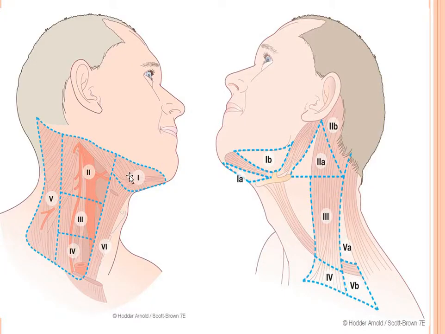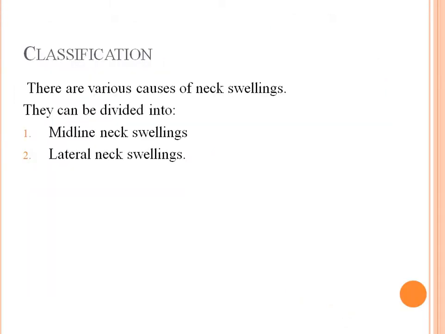Here you can see how this is level 1, 2, 3, 4, 5, 6. Level 1 is further divided into 1A and 1B, 2 into 2A and 2B, then 3, 4, then 5 into 5A and 5B. Now the classification: there are various causes of the neck swellings. They can be divided into midline neck swellings and the lateral neck swellings.